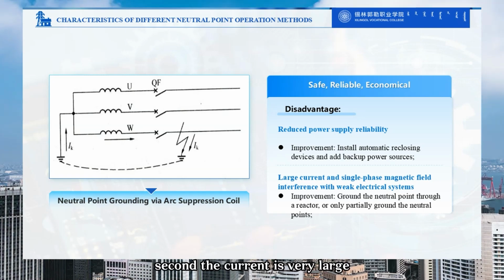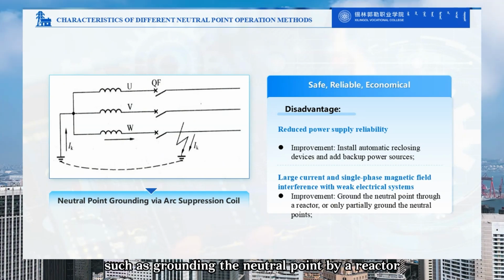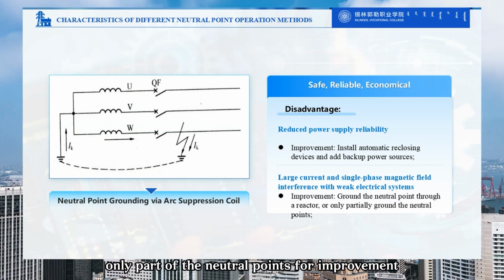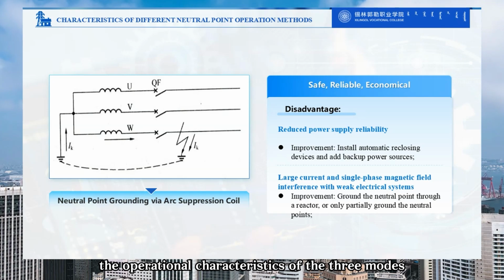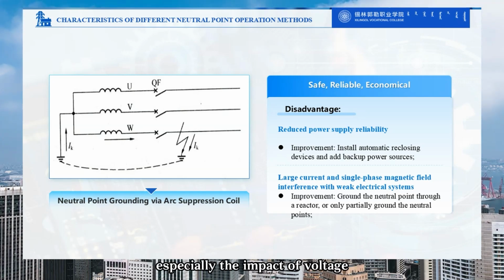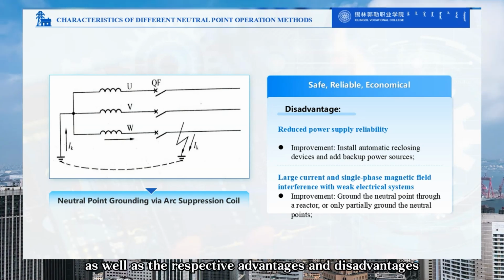Second, the current is very large, and the unidirectional magnetic field causes interference to weak currents. Therefore, we can adopt measures such as grounding the neutral point by a reactor or grounding only part of the neutral points for improvement. In this section, we introduce the 3 operational modes of the neutral point in the power system. We analyze the operational characteristics of the 3 modes respectively, especially the impact of voltage and current changes on the power system, as well as their respective advantages and disadvantages.